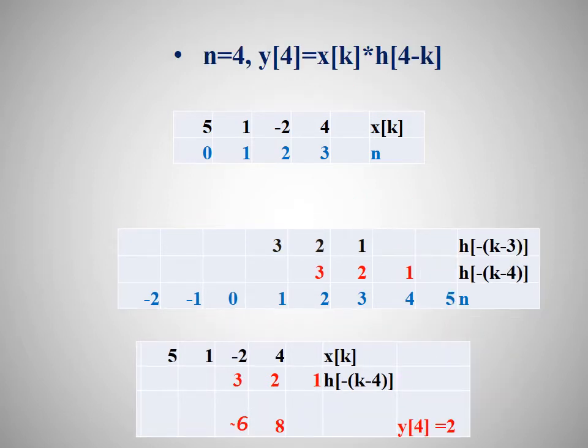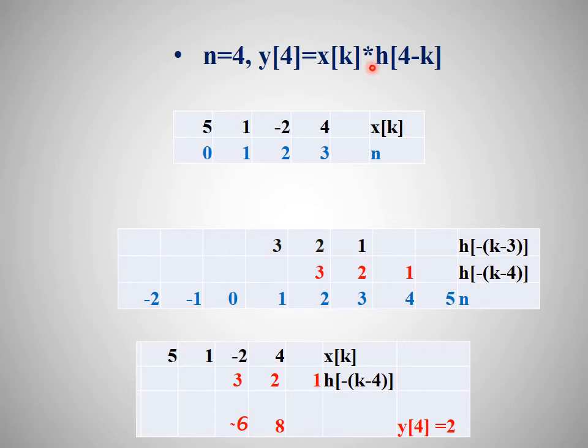Let us go on to our next value of n, which is the next consecutive value, which means n is equal to 4. At n equal to 4, we get the expression as y of 4 into x of k will be equal to x of k into h of 4 minus k. This is obtained in a similar manner as in the previous case.